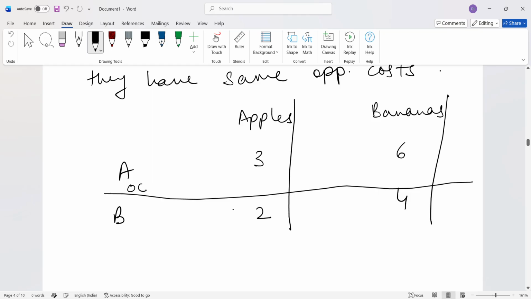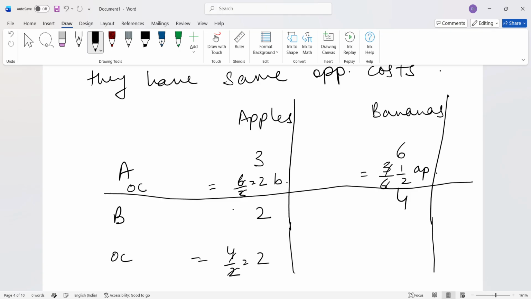Okay, so for country A, opportunity cost for apples would be what? It would be 6 by 3, 6 by 3 bananas, right? And for bananas, it would be 3 by 6, which would be half apples, right? Similarly, for country B, what would be the opportunity cost? For apples, it would be 4 by 2, which is again 2 bananas, and it would be 2 by 4, which is again half apples.